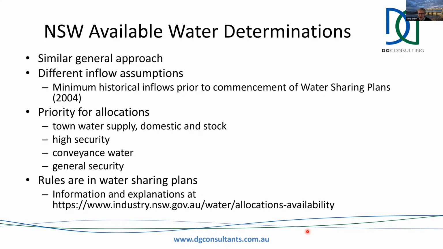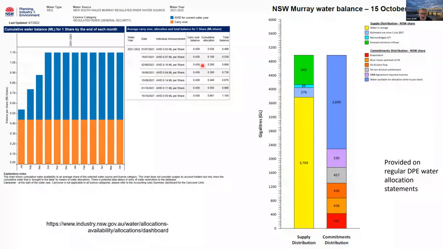They also have a very good dashboard which will show their allocations across the year, and you can put multiple years together on that dashboard. It'll tell you what the carryover balance is at the start of the year and what the cumulative allocation is throughout the year. So there's a lot of information there at that allocations dashboard.